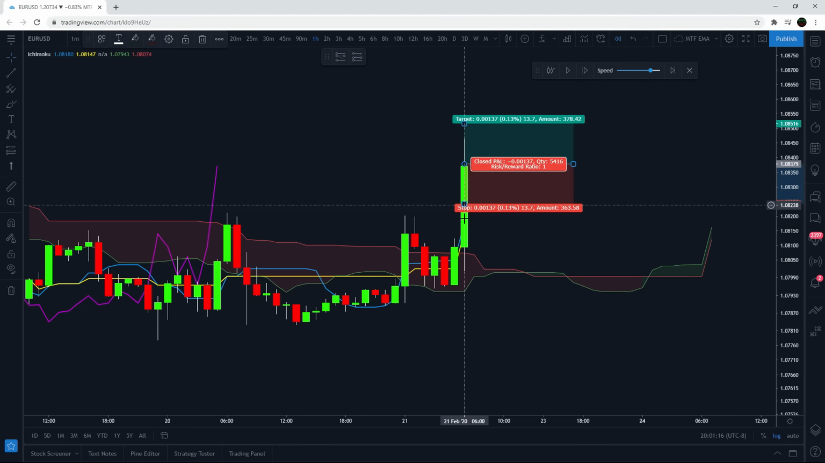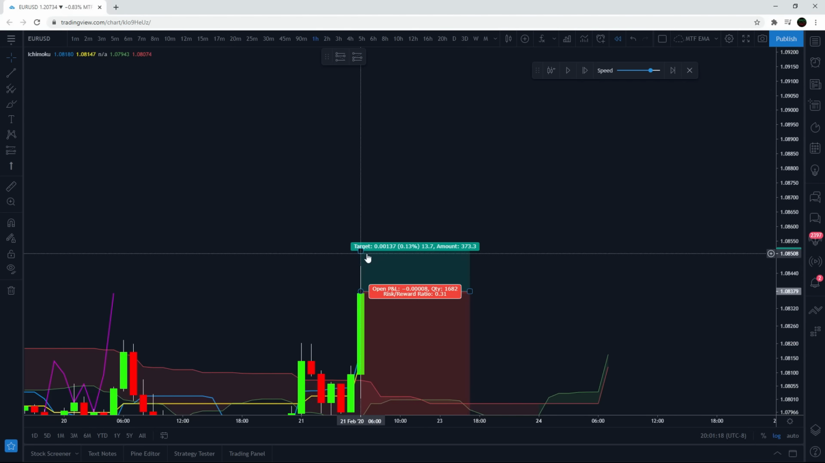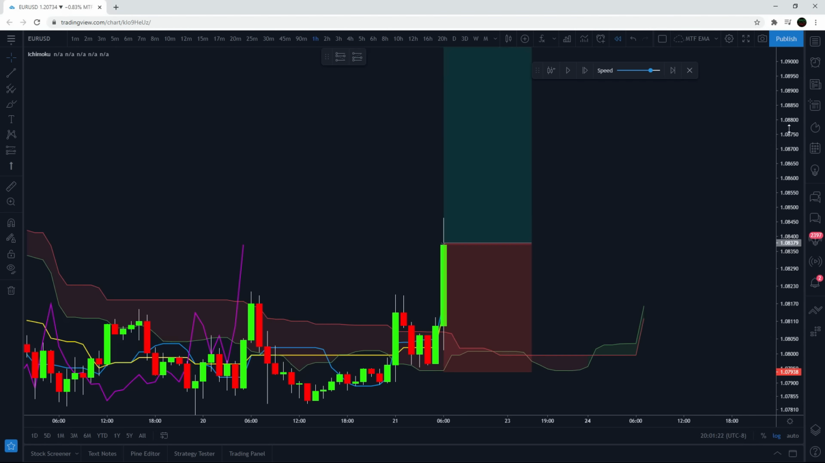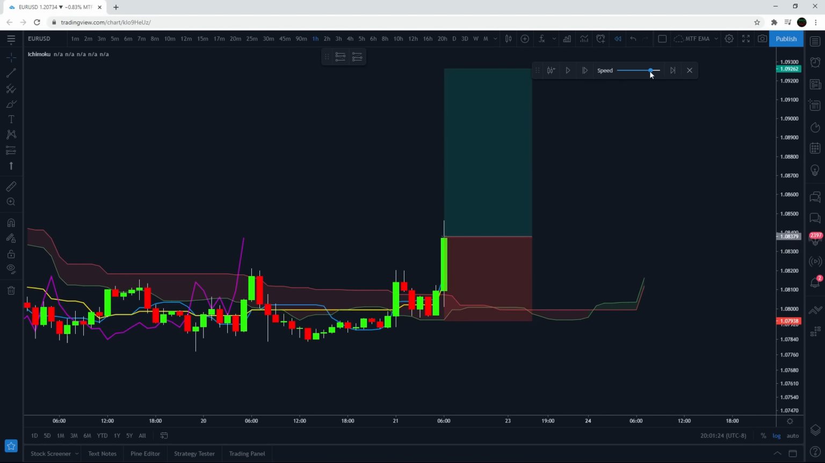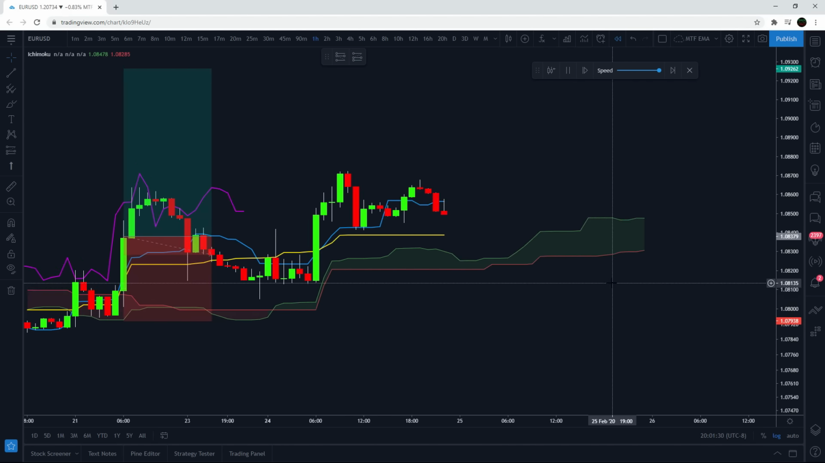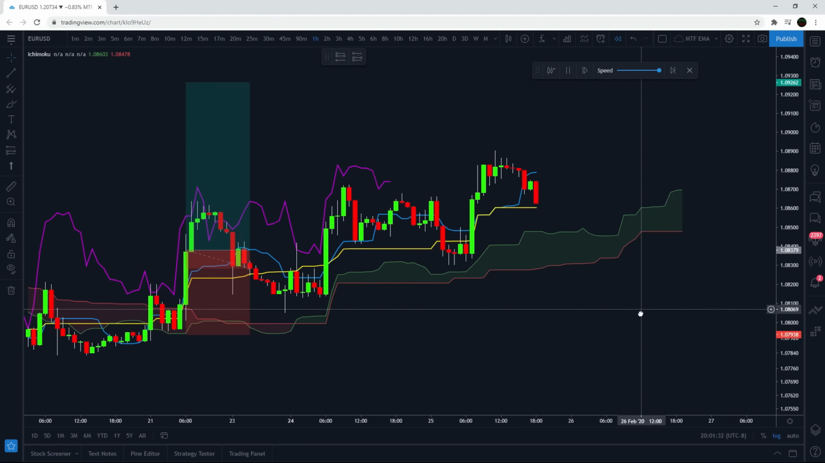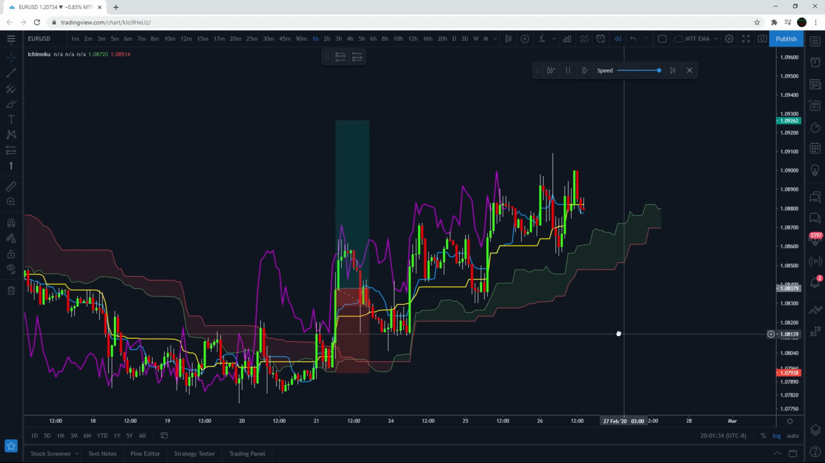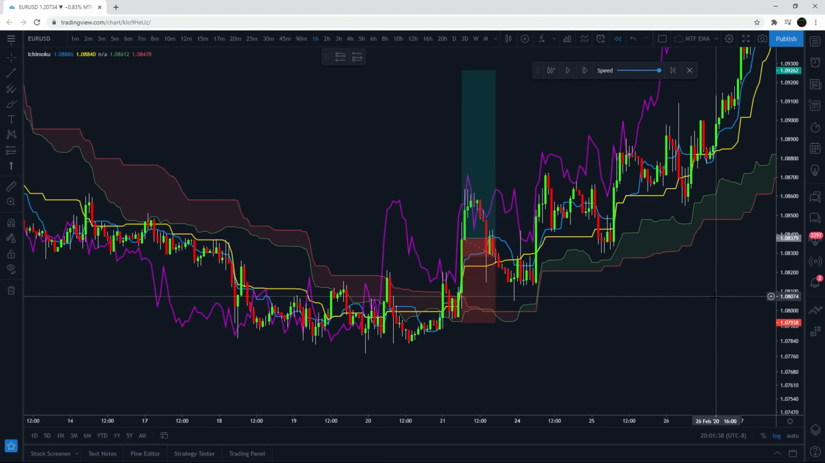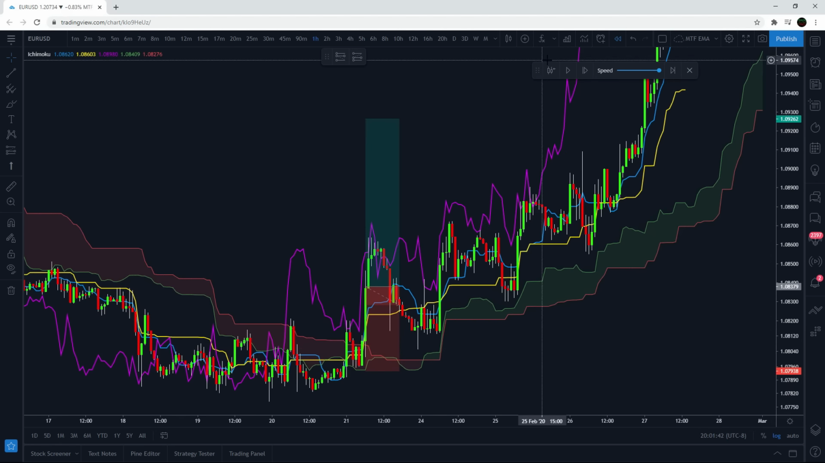So enter, stop loss, targeting 2 times your risk. And let's play it out here fast. And the profit target gets hit. Stop still intact. All right, so let's find another example now and go over it.